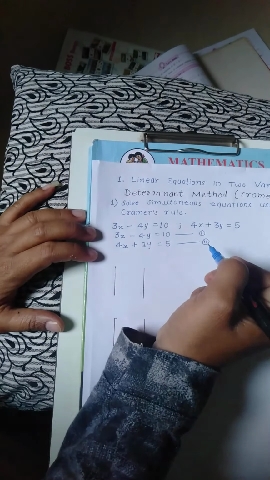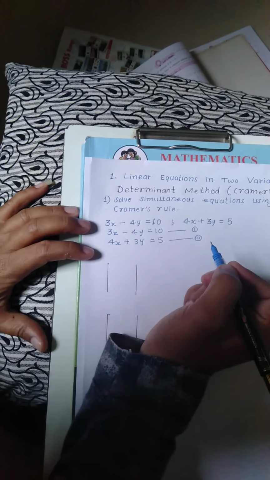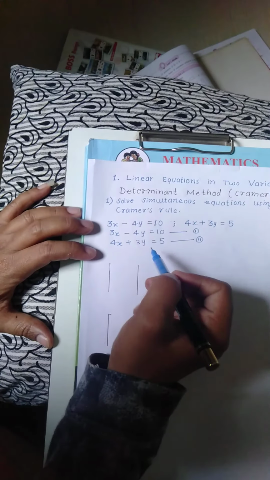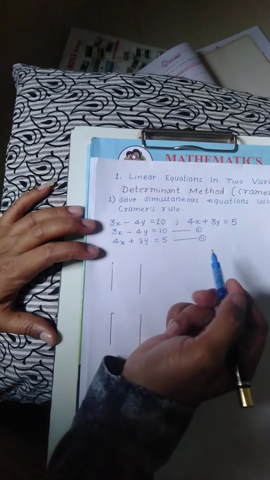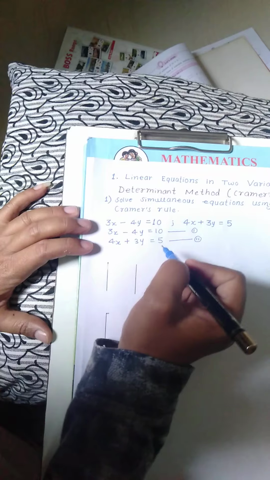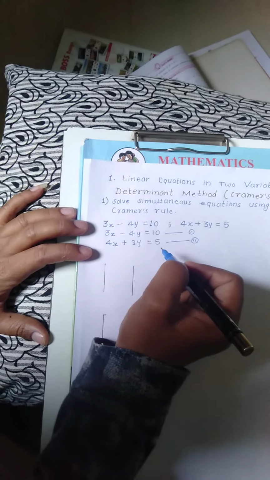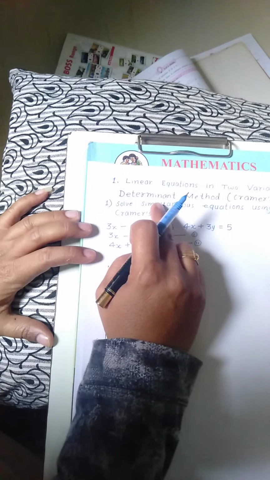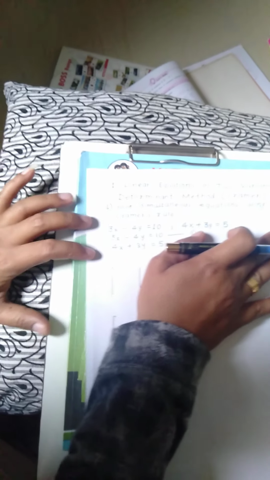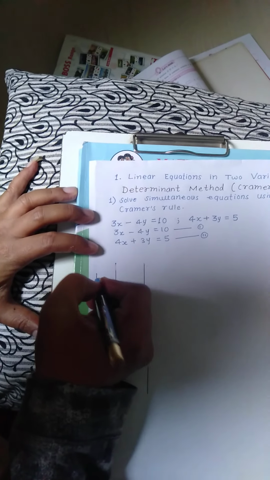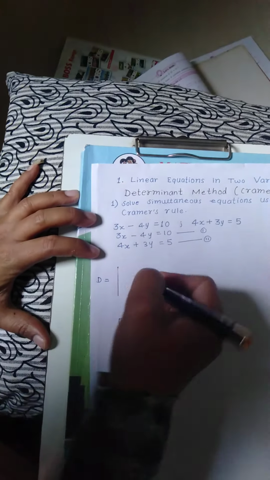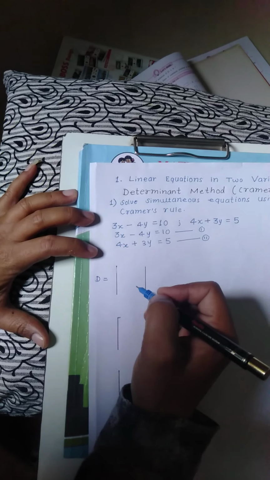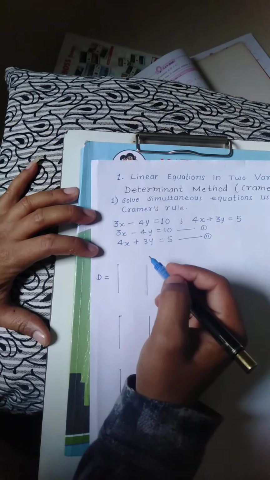First, see whether these two equations are in the standard form or not. These are in the standard form, so we can solve them. If they are not in standard form, first make them in the standard form. For the determinant method, we first require the determinant. The determinant is denoted by D. To calculate the determinant, we require only the coefficients of x and y.